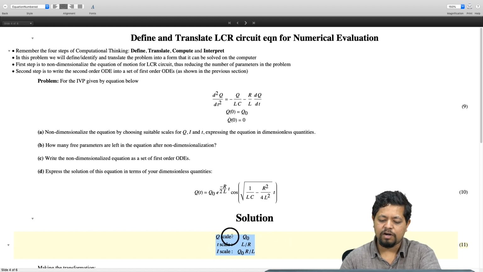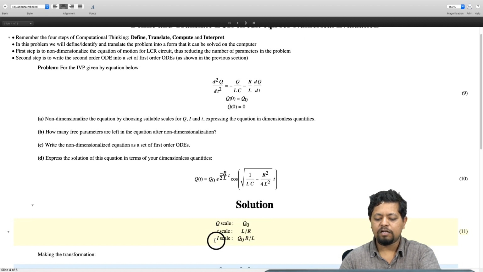Any of these choices are fine. You can go ahead and try the other choice, but for the sake of this example, I'll take L by R as the choice. And now I need a scale for current. I'll take current is Q naught by T. I've already chosen scale for Q naught and scale for T. So therefore, natural choice for scale for current becomes Q naught R by L.